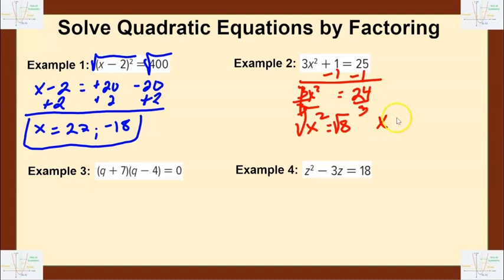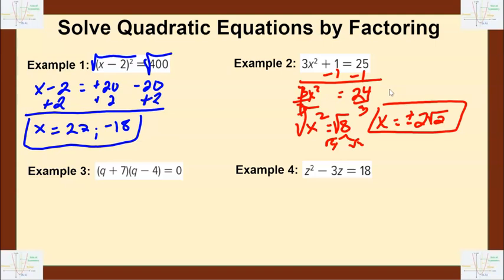That leaves me with x is equal to, and I'm going to break this down. This would be the square root of 4 times the square root of 2, and the square root of 4 is 2. So I know it's going to be a positive and a negative 2 square root of 2. Just keep in mind when you do find a square root of a number, you're going to have a positive root and a negative root.